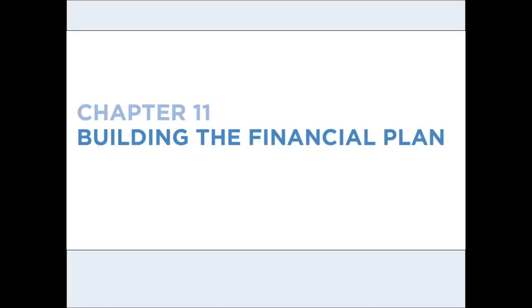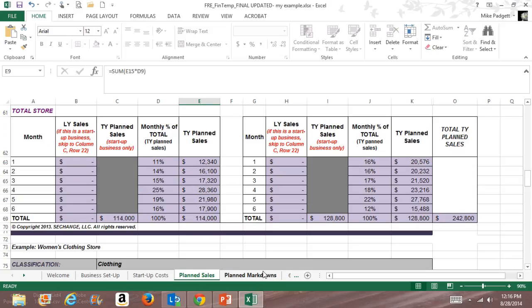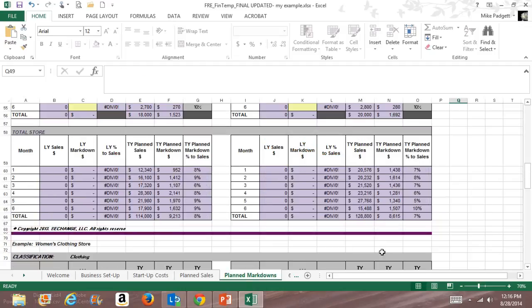This is chapter 11, building the financial plan. So next we're going to look at planned markdowns. This determines the percentage of markdowns each month of the total store stock. The planned markdowns will flow into your 6-month merchandising plan. And for markdowns, you're going to use the percentages provided as a standard.